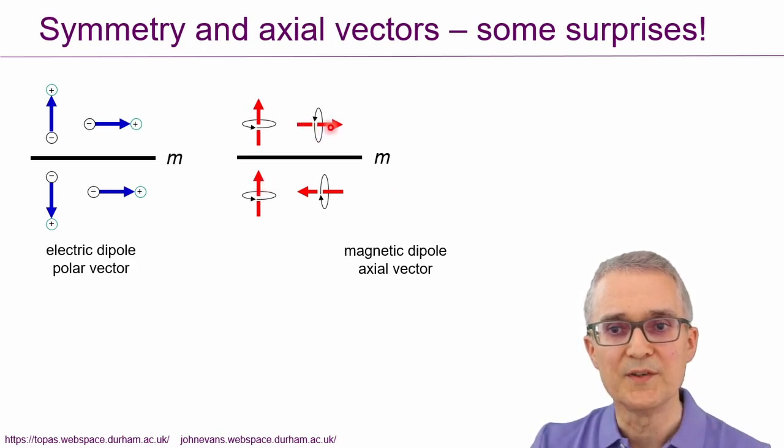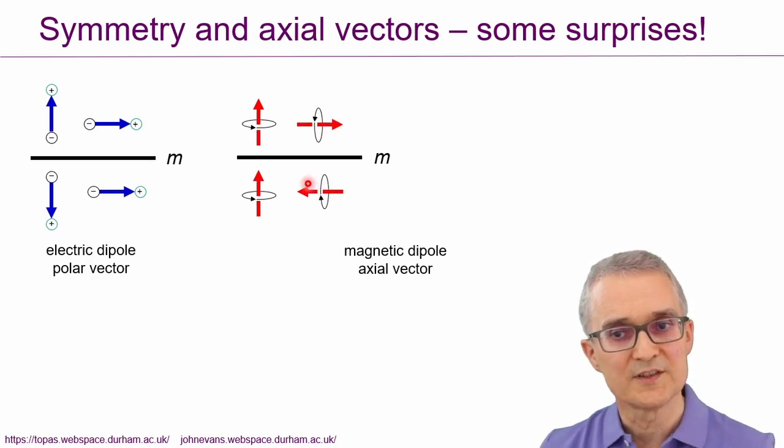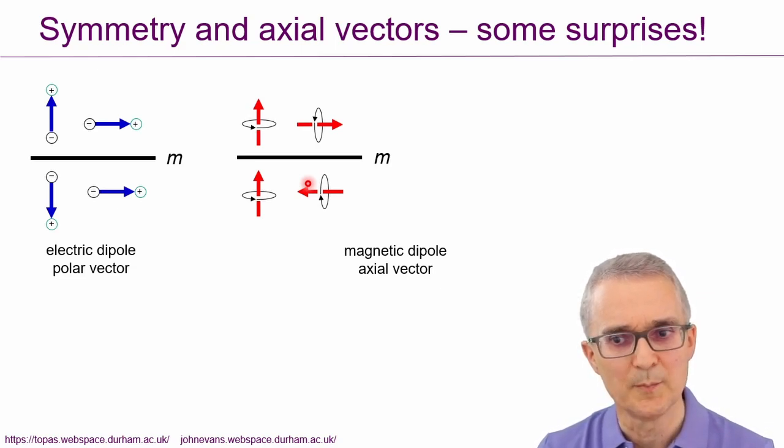Equally, if you have an arrow pointing to the right, we can represent that as a loop of current where the current is coming down towards us. If you apply a mirror operation, it moves the loop to the bottom, but the direction of travel is reversed. So an arrow pointing to the right becomes an arrow pointing to the left. So conventional symmetry operations do what seem to be counterintuitive things to magnetic dipoles.